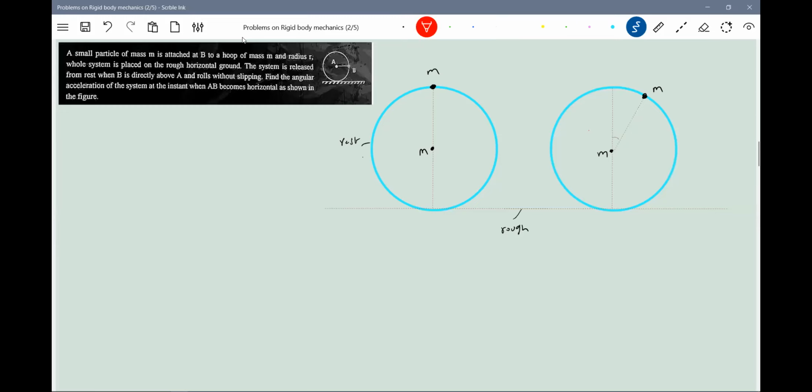It has swung by, when it rotates by theta, so there's a point P. Find the angle of the system at the initial when AB becomes horizontal.